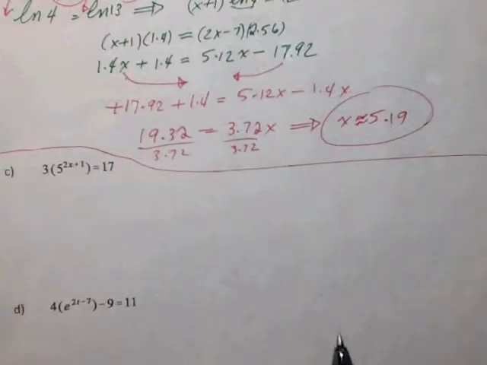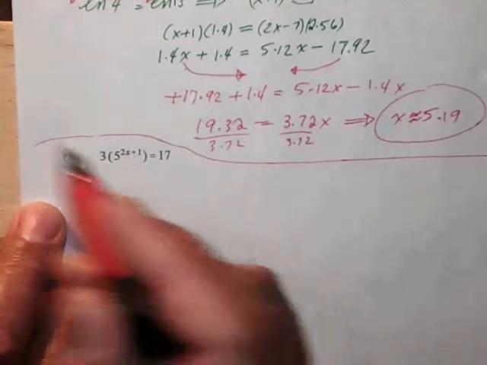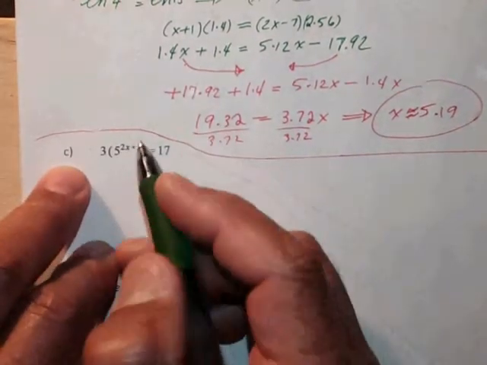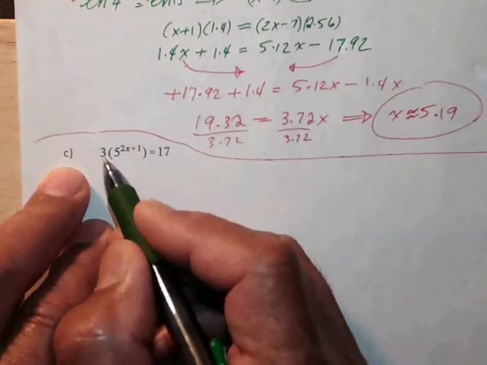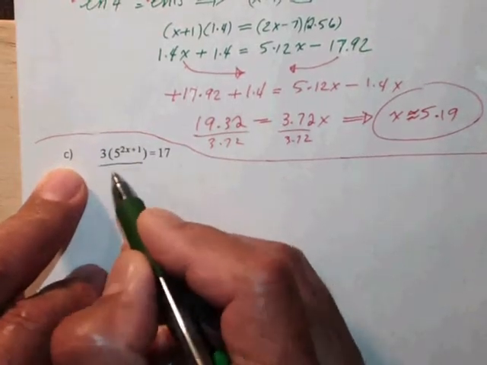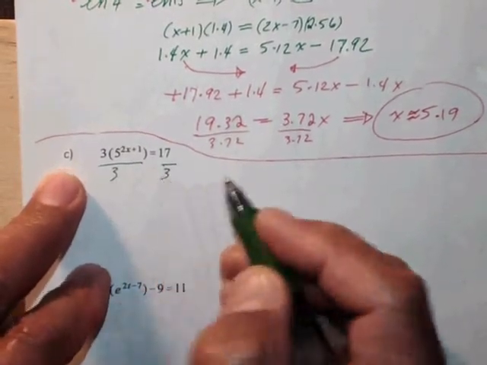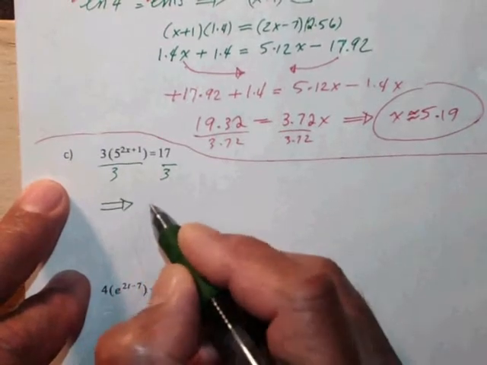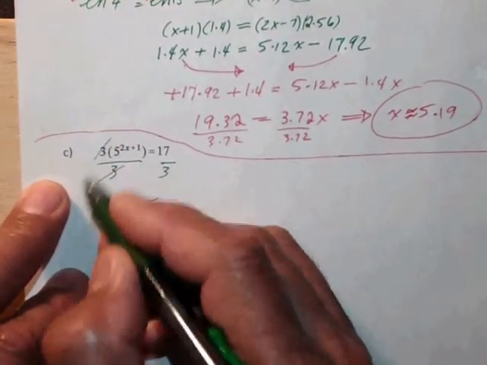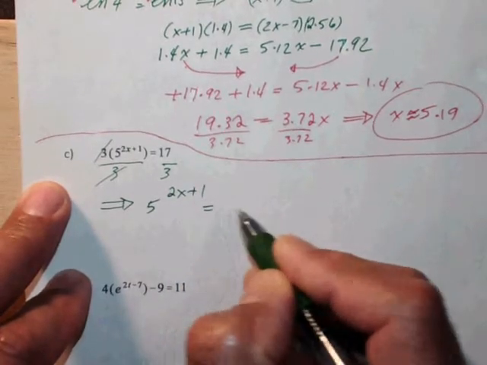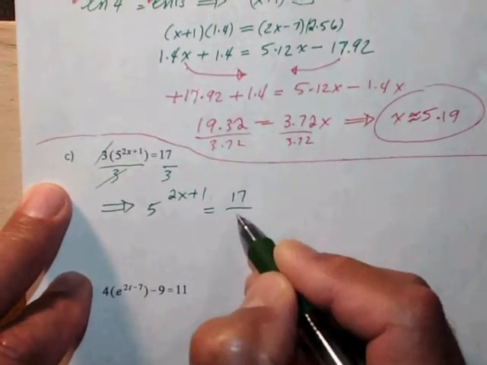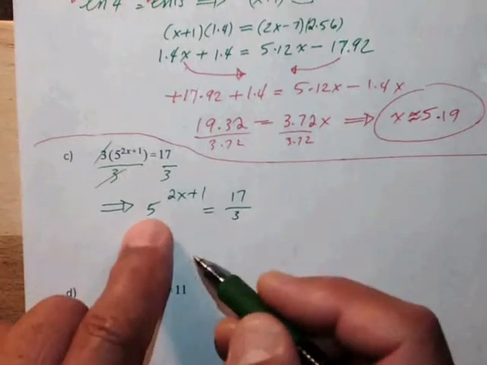Okay. Now the next one, this is neither one of them because of this 3 here. So what I would do first, I divide by 3. So this one becomes 5. This 3 cancels this, so I get 5 to the power 2x plus 1 is equal to 17 over 3. And now this is type 3.